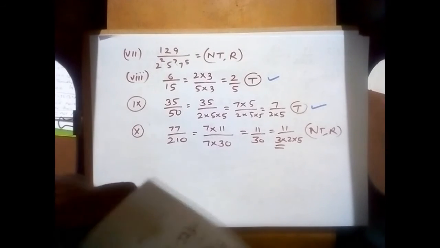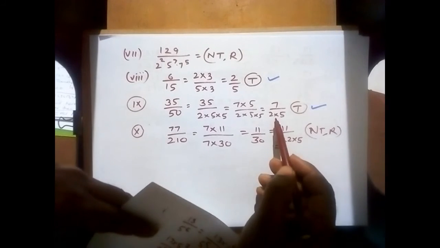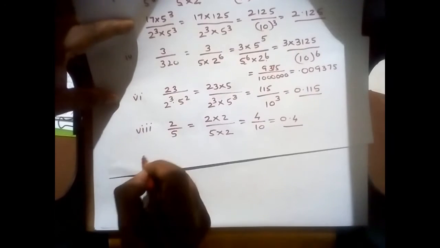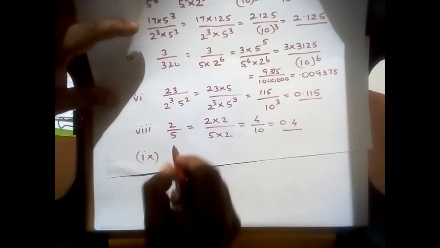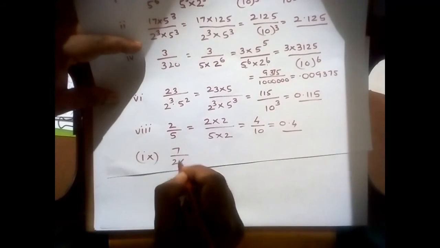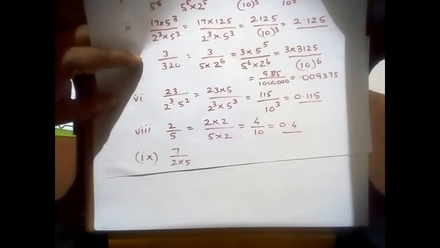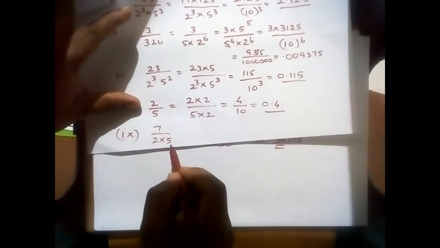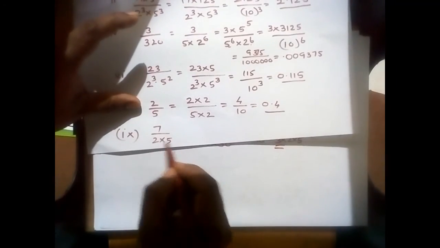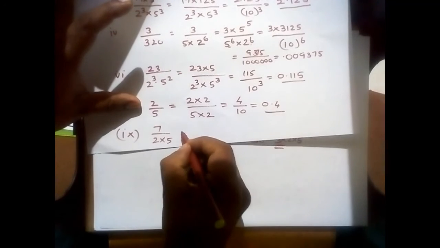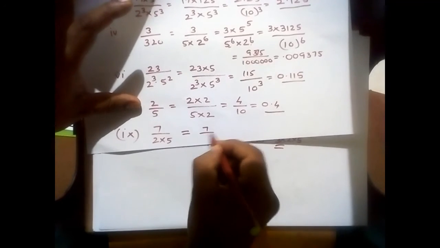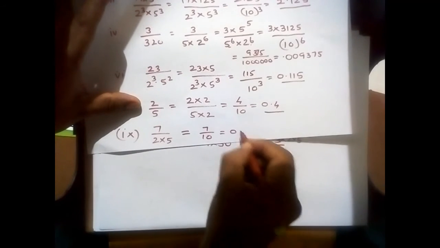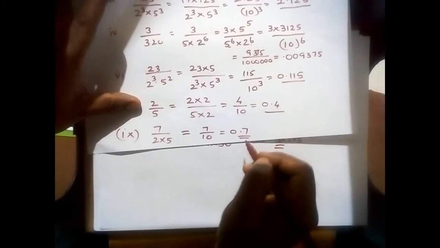Then which is the next terminating case here? Yes, 9th one. 7 divided by 2 into 5. This denominator is already in the form of 2 raised to n into 5 raised to m. So this is equal to 7 divided by 10, which is equal to 0.7.